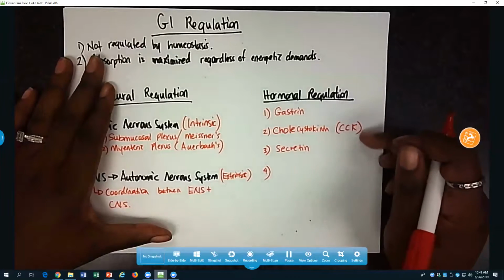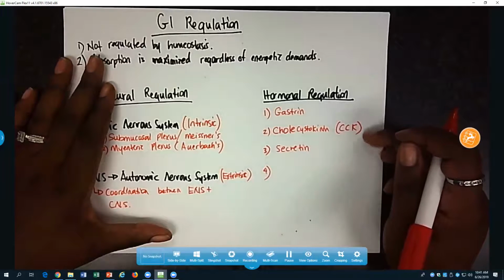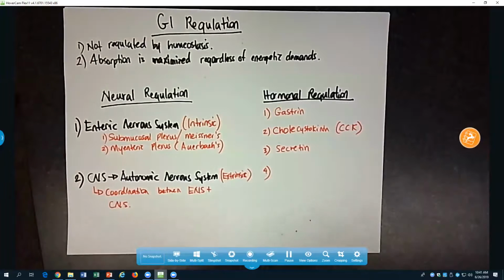And secretin and CCK have a symbiotic relationship. They're working towards the same goal. They have the same effect, but they use different mechanisms to bring about that effect. We'll talk about the exact mechanisms.